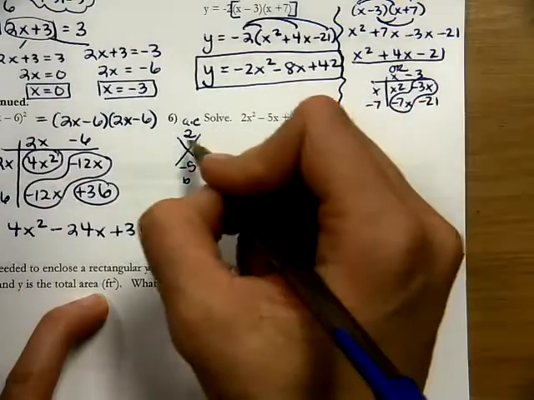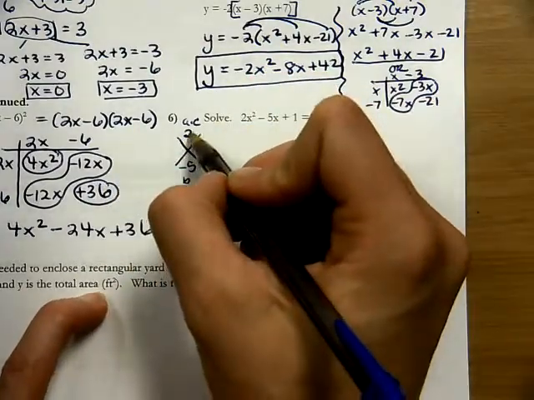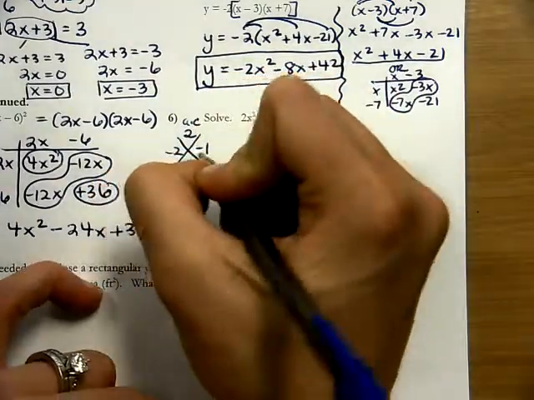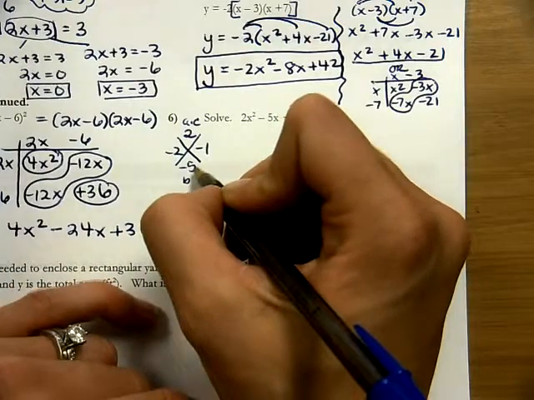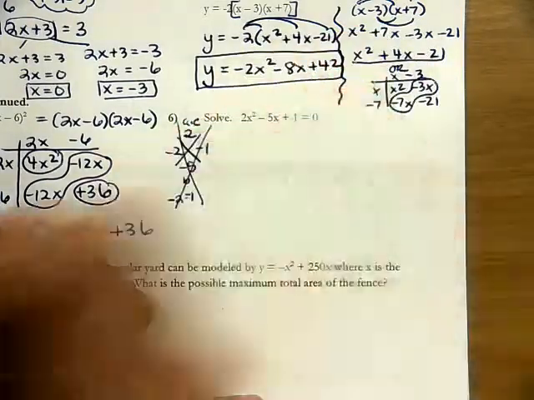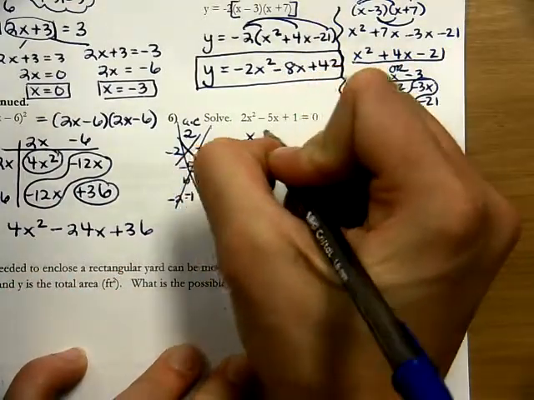As I'm thinking through this, the only things that multiply to be 2 are 2 times 1. And if they multiply to be positive but add to be negative, I know those both have to be negative. But when I add those, they don't equal negative 5. They equal negative 3. There's no other possibility, so this one I cannot solve by factoring. Instead, I'm going to have to solve by quadratic formula.